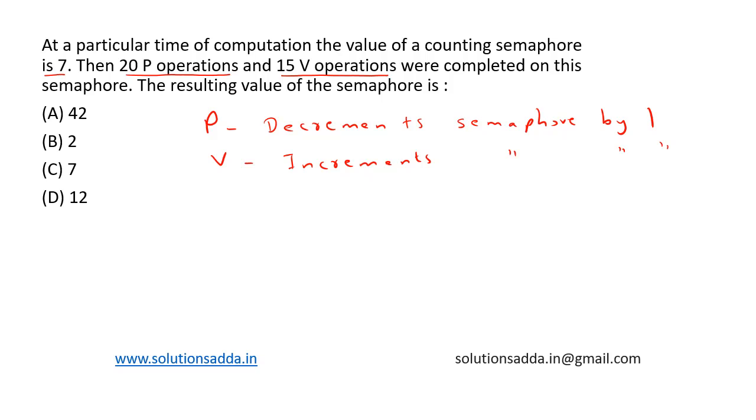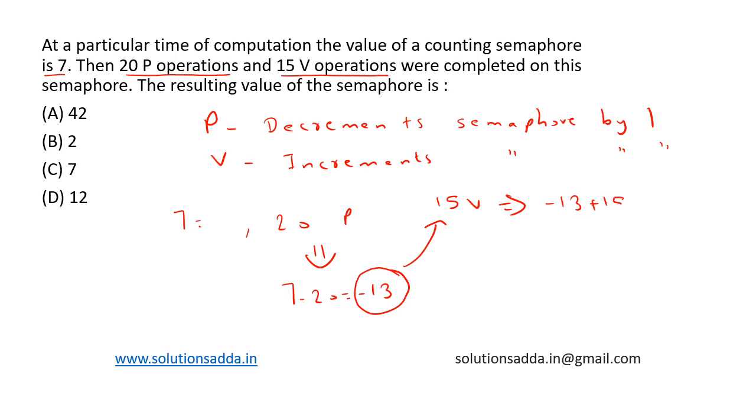So initially the value of the counting semaphore is 7. Now 20 P operations are performed. So after 20 P operations we have 7 minus 20, which is equal to minus 13. Then we perform 15 V operations. So after 15 V operations we get minus 13 plus 15, which is equal to 2. This is the final value of the semaphore. So option B, 2, is the right answer here.